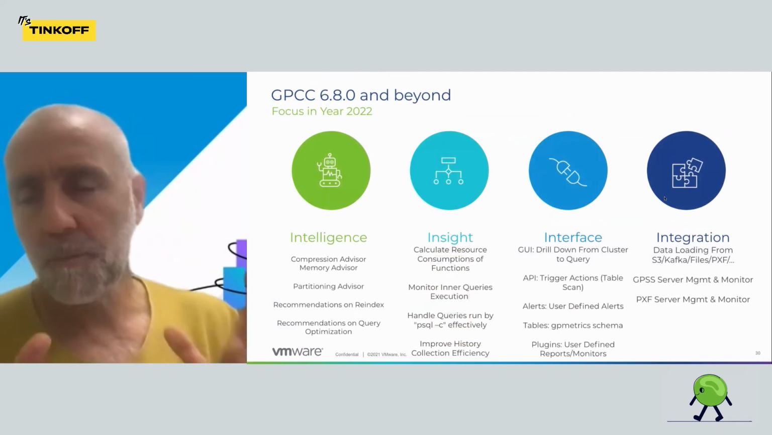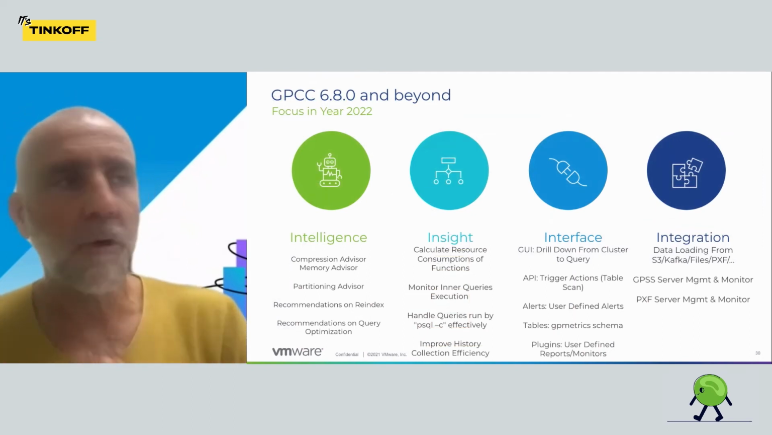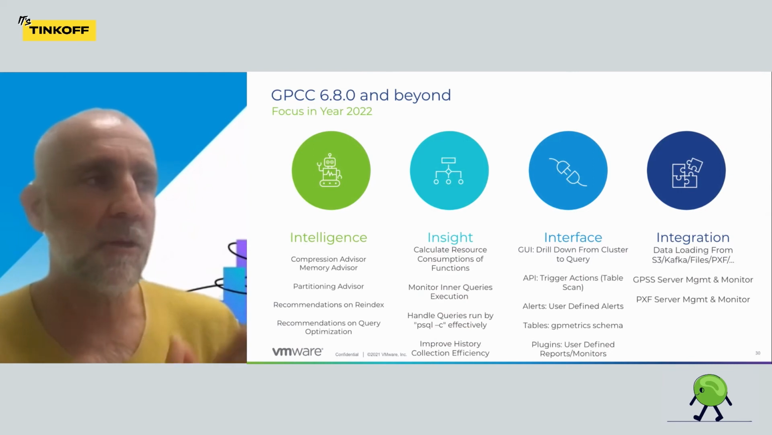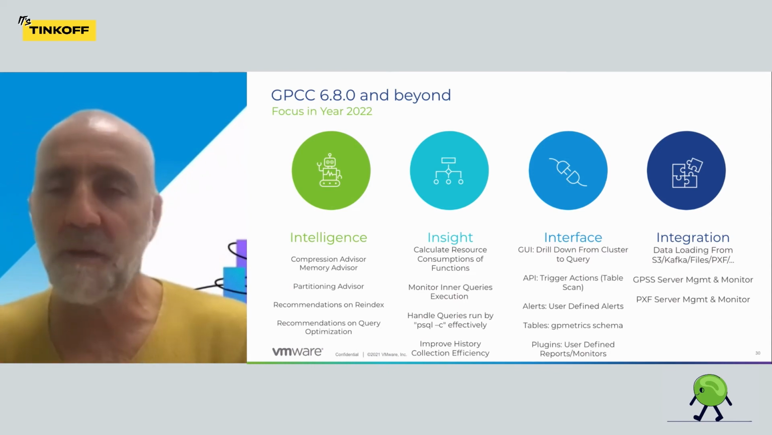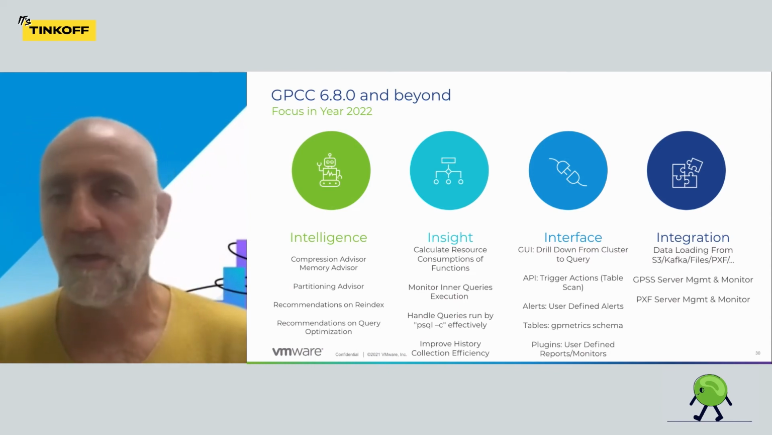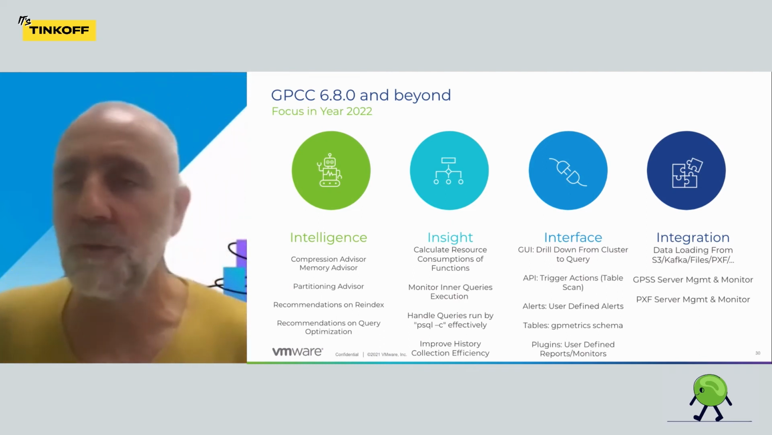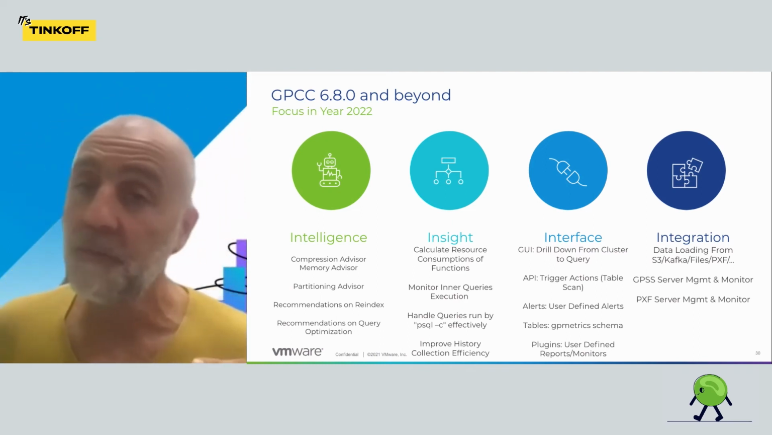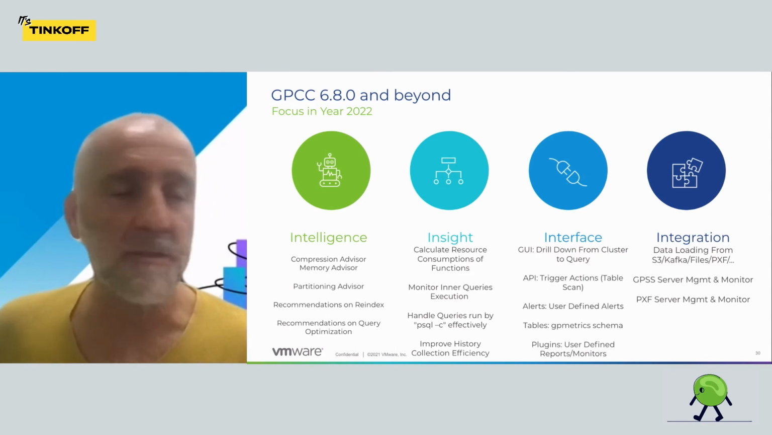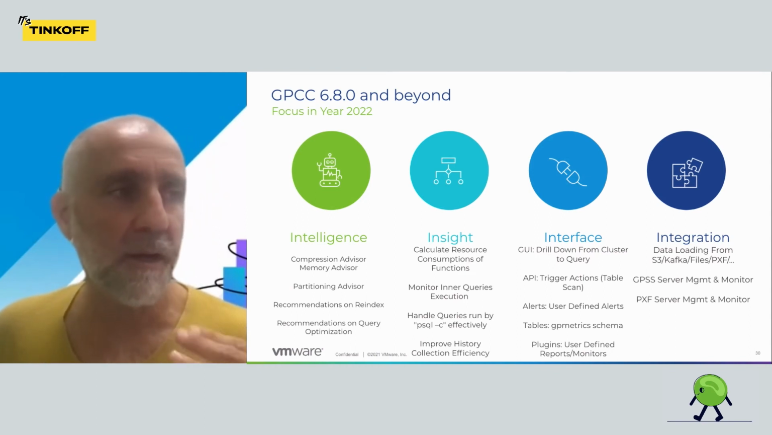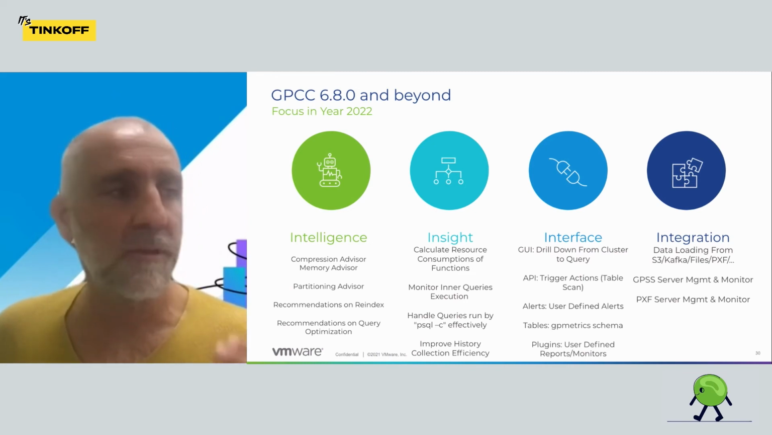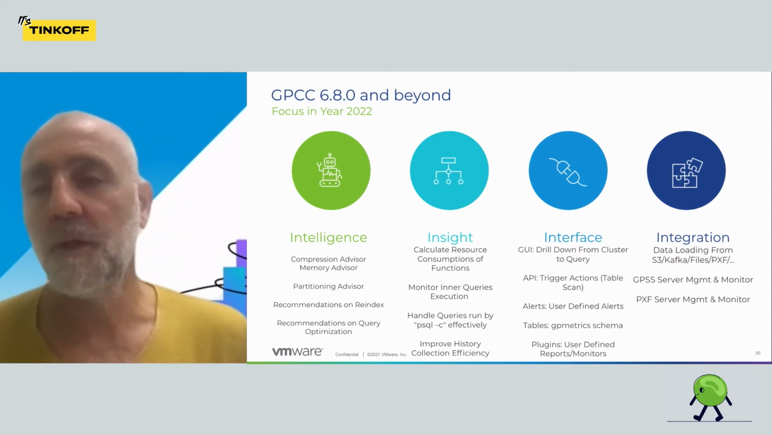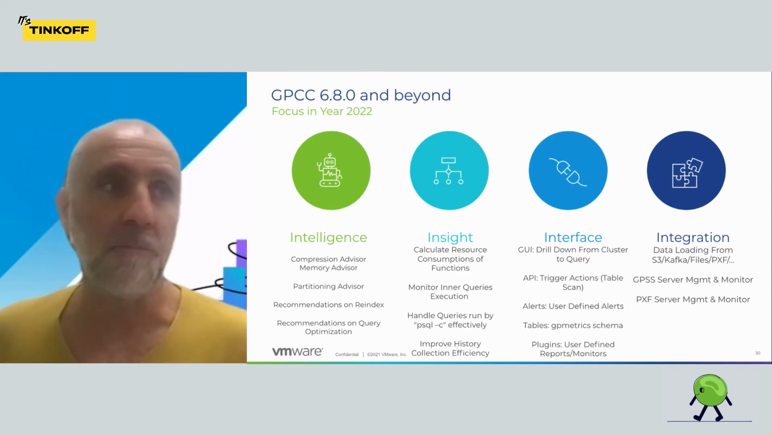And if you look at the plan we have regarding Command Center, we want to work on 4 important directions. Number 1 is intelligence. The second is about insight. The third is about interface. And the fourth is about integration. So what we are planning to add in the product is first a compression advisor. Then we'll add a memory advisor, a partitioning advisor, and then certainly before the end of the year, recommendations regarding reindex and recommendations regarding query optimization. So that's an important plan, again, to make Greenplum faster and better.